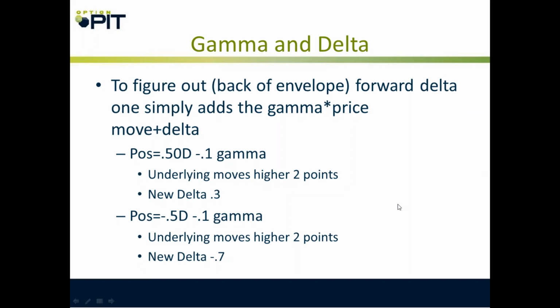All right, so someone said go slow. How did you get 0.3 and negative 0.7? All right, so my delta is 0.5. My gamma is negative 0.1. Well, negative 0.1 times 2 is what? Negative 0.2. Negative 0.2 plus 0.5 is 0.3.